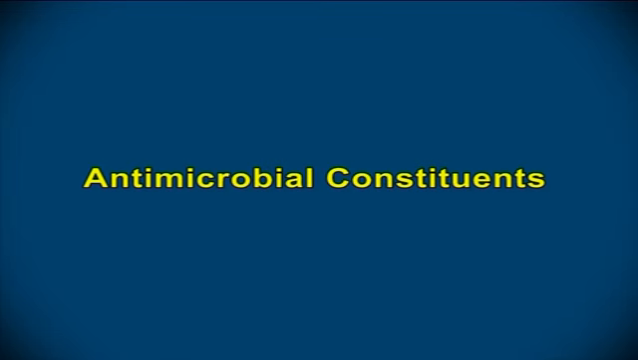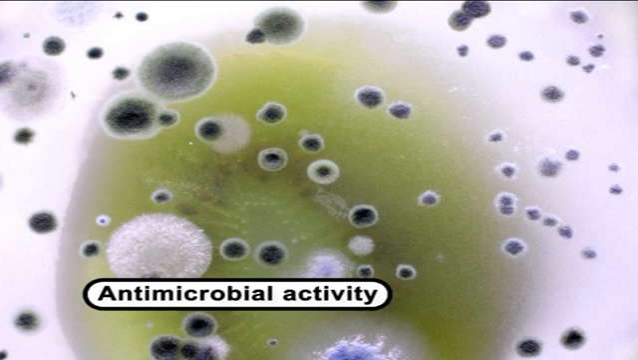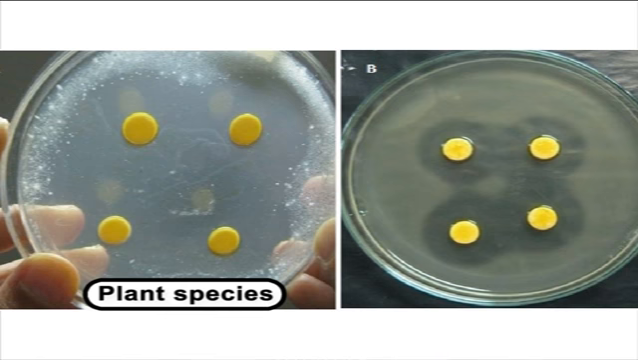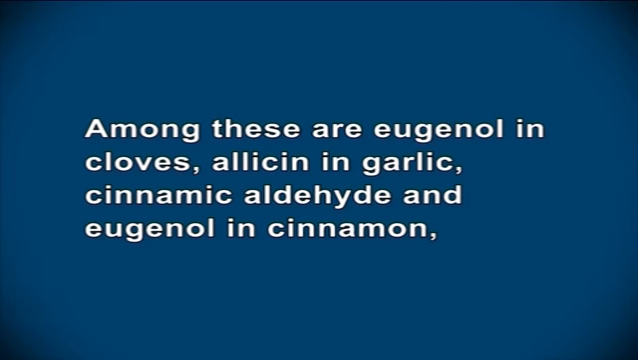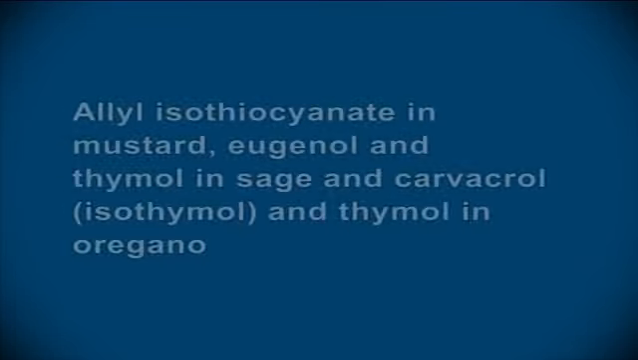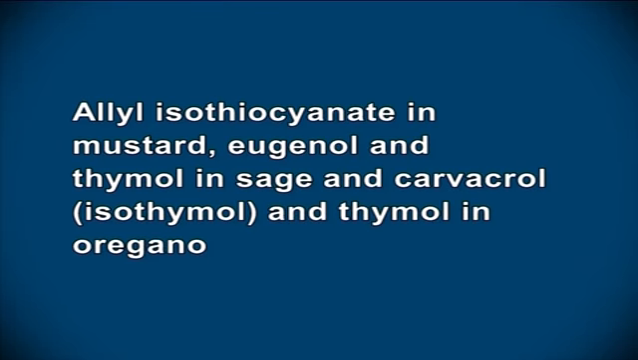Antimicrobial constituents. The stability of some foods against attack by microorganisms is due to the presence of certain naturally occurring substances that possess and express antimicrobial activity. Some plant species are known to contain essential oils that possess antimicrobial activity. Among these are eugenol in cloves, allicin in garlic, cinnamic aldehyde and eugenol in cinnamon, allyl isothiocyanate in mustard, eugenol and thymol in sage, and carvacrol, that is isothymol, and thymol in oregano.